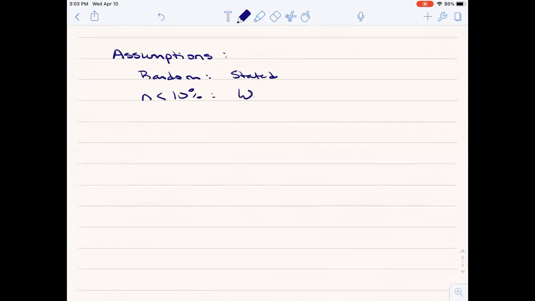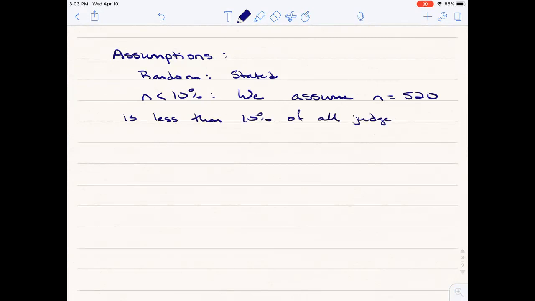So the assumptions, even if you're not convinced, right, you still have to say, well, here's what I'm assuming. We assume n equal to 520 is less than 10% of all judges. That's something that we're about to assume here.